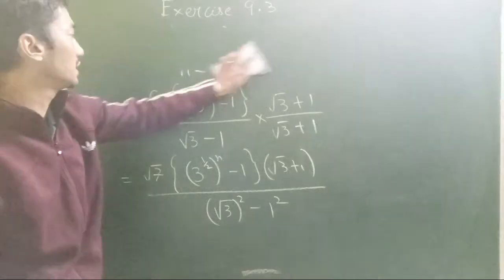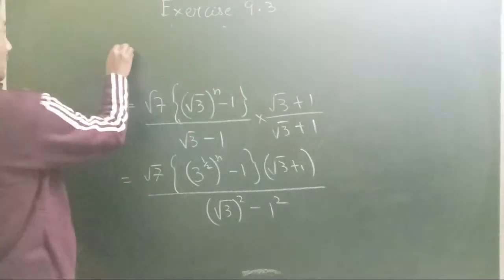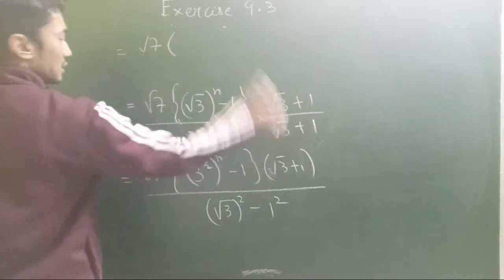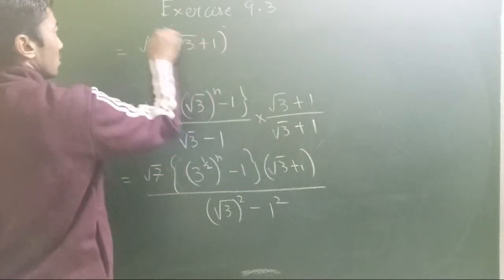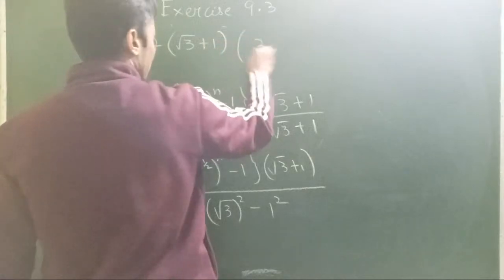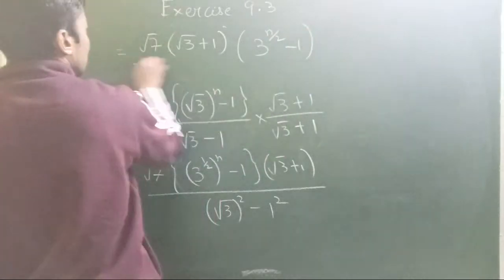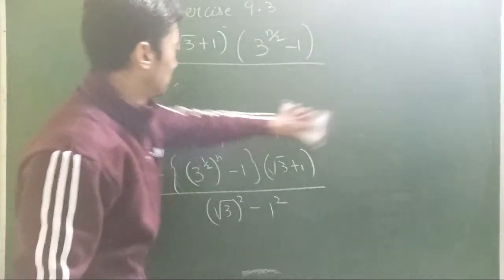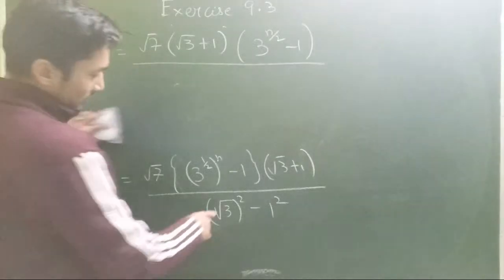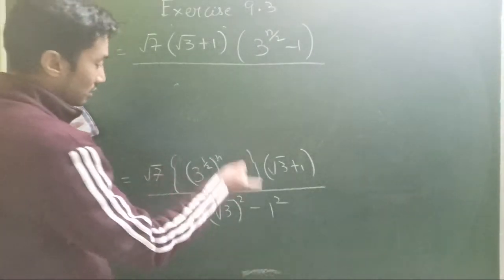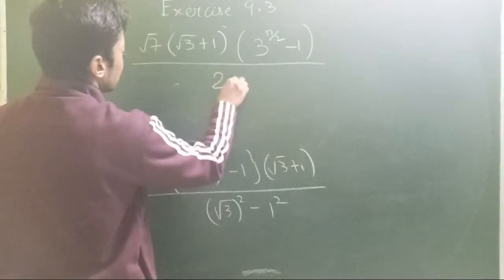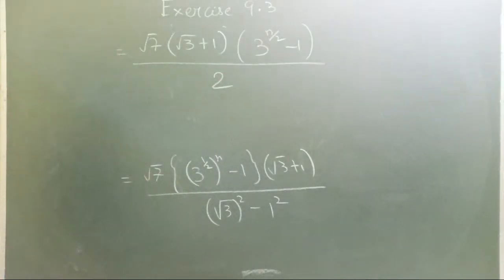So, a little bit of simplification left. Let's do it quickly. So that will be root over 7, I'll just bring this side, into root 3 plus 1. This will be 3 power 1 by 2 into n, that is n by 2, minus 1, divided by. Do I have to do this? I guess no, because square of root 3 is 3, minus 1 square is 1. So 3 minus 1 is 2. So root over 7 by 2, root 3 plus 1, 3 power n by 2 minus 1. Find that?